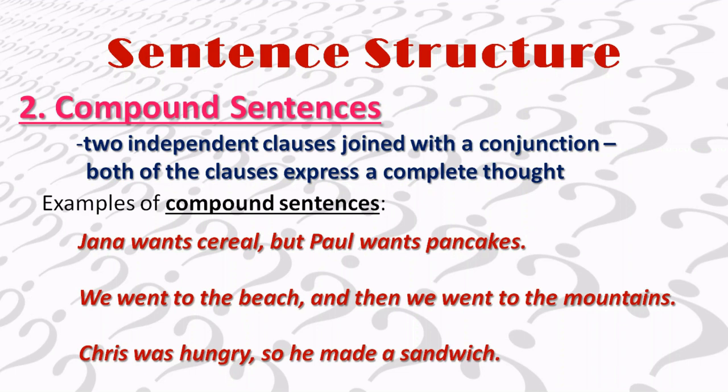If we look at the second one, there's 2 simple sentences there, or simple clauses. We went to the beach. We went to the mountains. Both of those are standalone clauses, but they're joined together. They could be sentences, but they're joined together with the conjunction and then. We went to the beach, and then we went to the mountains. So those are 2 independent clauses, 2 independent sentences. They hold their own idea, the beach and the mountains. They're joined together with the conjunction and then.